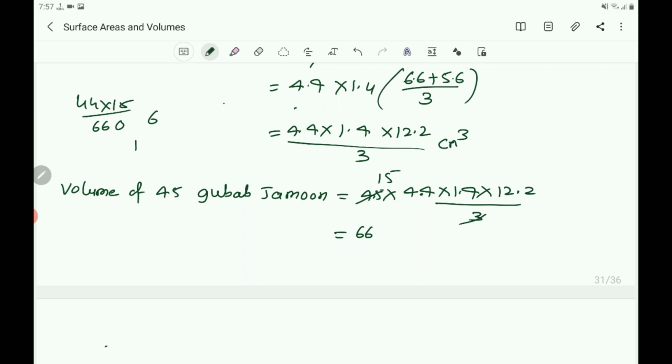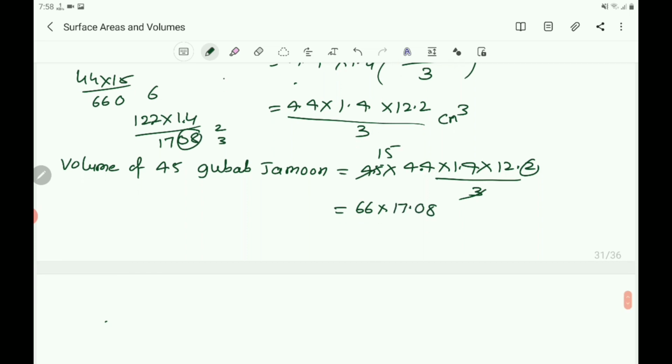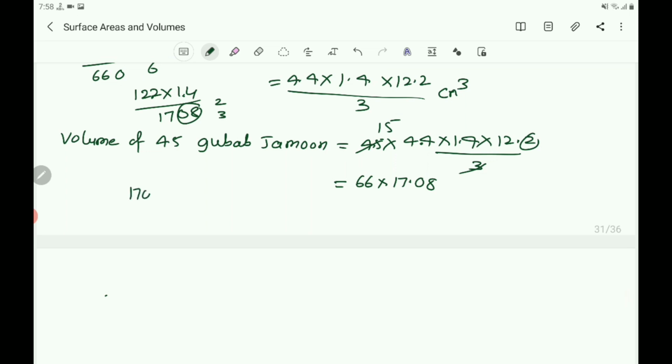Then 1.4 into 12.2. So take 122 into 14. 14 2s are 28. 14 2s are 28 plus 2 is 30. And 14 1s are 14 plus 3 is 17. So with the decimal points, that is 1.4 and 12.2, you will get 17.08. Now you take 17.08 into 66. So 8 6s are 48 and 6 7s are 42. 6 1s are 6 plus 4 is 10, and so on.